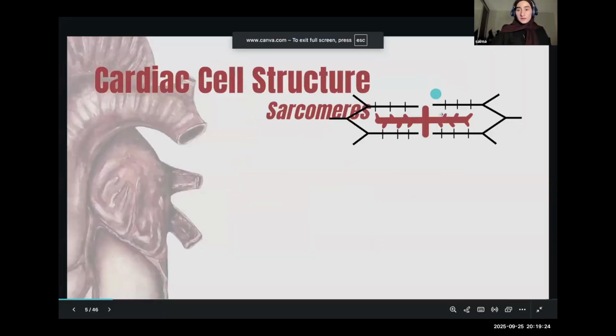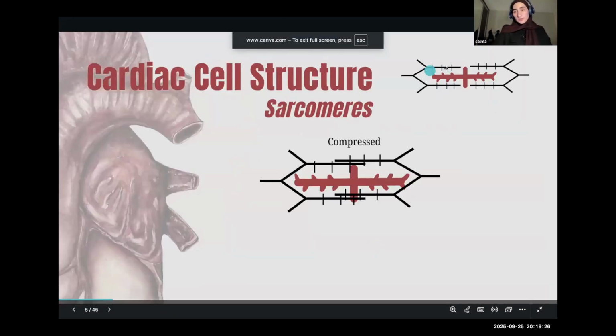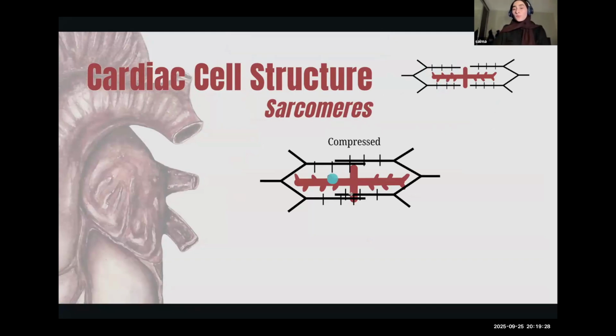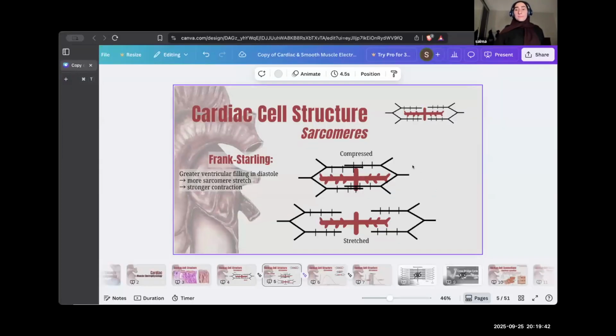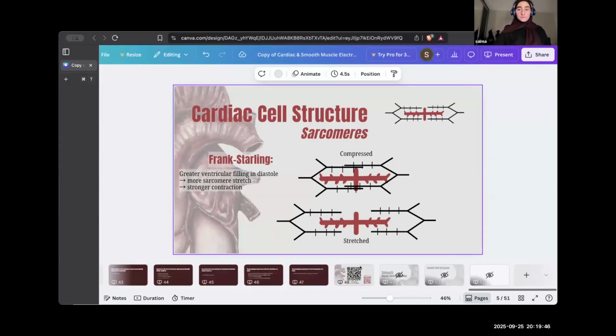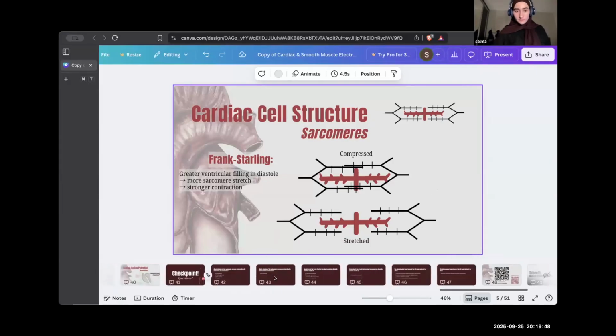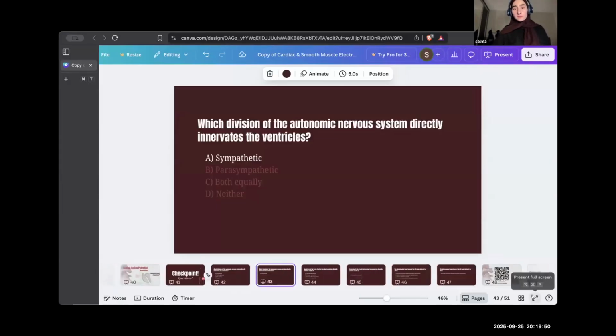Like if you compare this, which is stretched, relative to this, when you have a compression, your actin filaments are going to overlap and you're going to waste some binding spots. Does that make sense? Do you understand why? Yes. Okay.